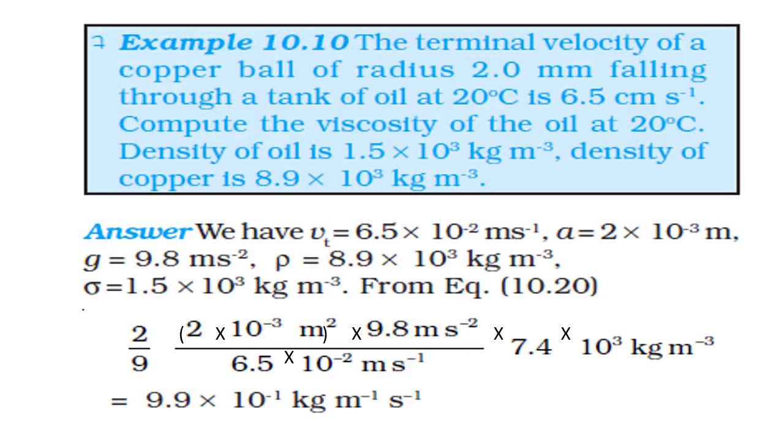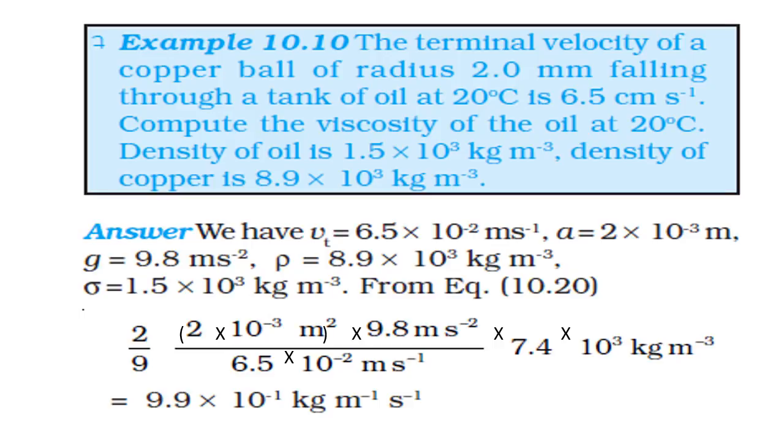Let's solve a numerical problem, example 10.10 of NCERT. The terminal velocity of a copper ball of radius 2 mm falling through a tank of oil at 20 degrees Celsius is 6.5 centimeter per second. You have to find out the viscosity of the oil at 20 degrees Celsius, and the density of oil and density of copper is given to you.